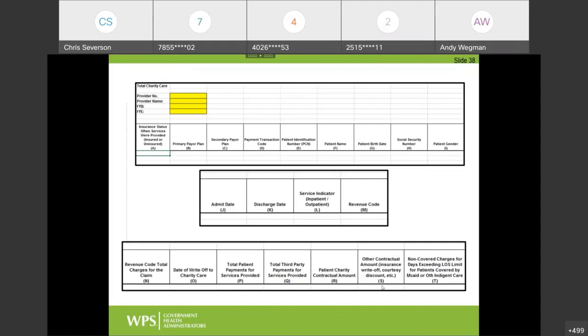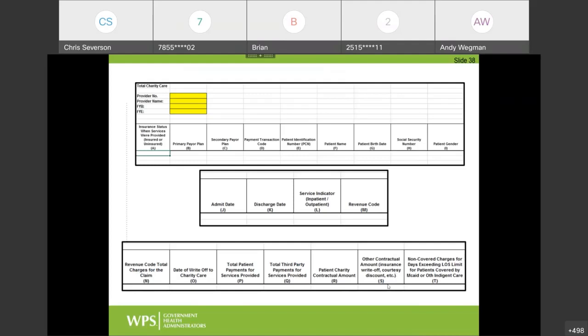And then there's a column S for other things, insurance write-offs, courtesy discounts, other things that are not allowable. The idea here, and I'll get to the last column in just a bit, is that we should be able to take the total charges and these are the dispositions. Where did they go? Where did those total charges go? Were they paid by the patient? Were they paid by somebody else? Was it written off to charity care? Or was there one of these other things? The charge had to go somewhere. That's the point we're trying to make.